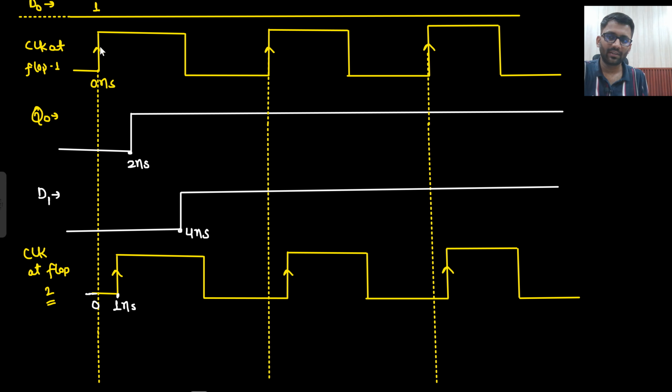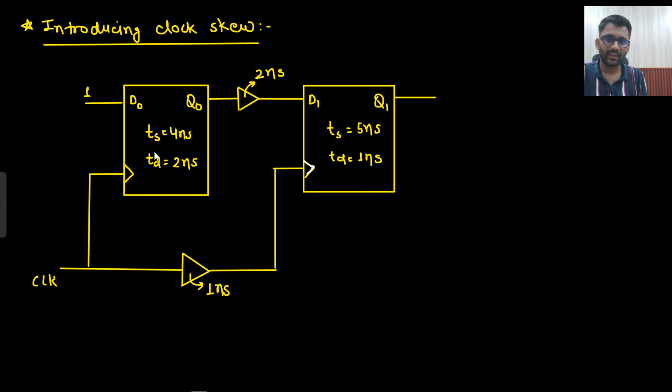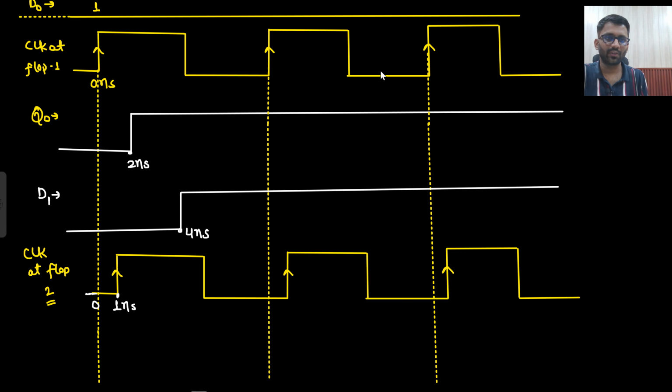Data was stable here. No need to worry about it. At flop 1 data is stable, so no need to worry here. Right? Data is always stable. So no setup violation, no hold violation. It will simply sample it.